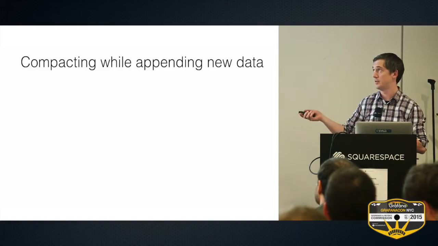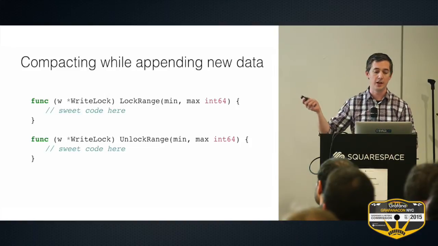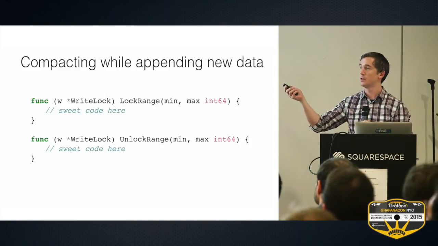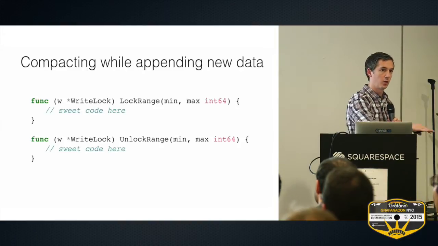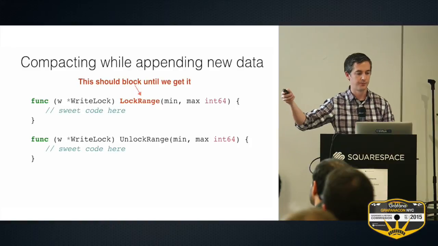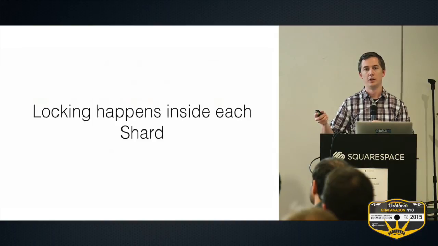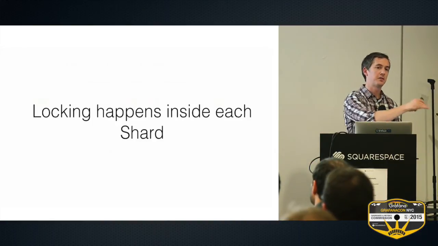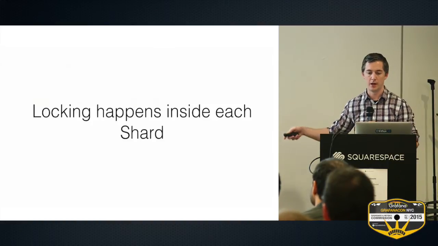So we won't have to do a bunch of seeks, basically. So compacting while appending new data, we have basically a write lock where you can lock a range of time, so that if we have a historical range locked, we can still write a new range. The other thing is that locking happens inside each shard. So if you have stuff that you're writing from 6 months ago, it's not going to matter with stuff you're writing a week ago versus stuff you're writing now.